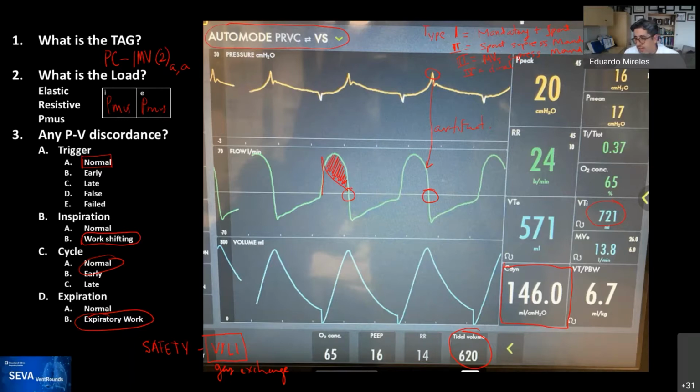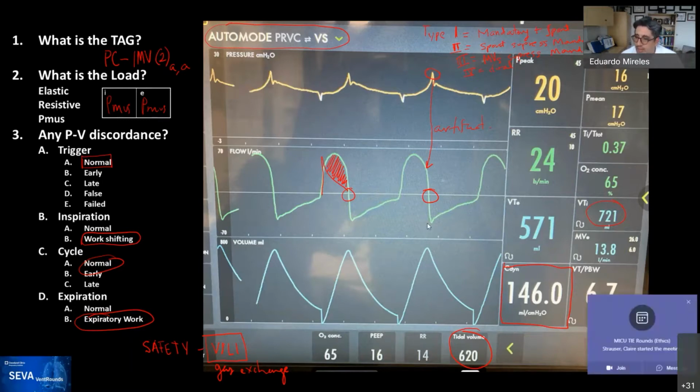Somebody asked, so good question. There's one item here from Tim Howell: why would you have someone in auto mode with 65% and 16 of PEEP? That's a great question, Tim.